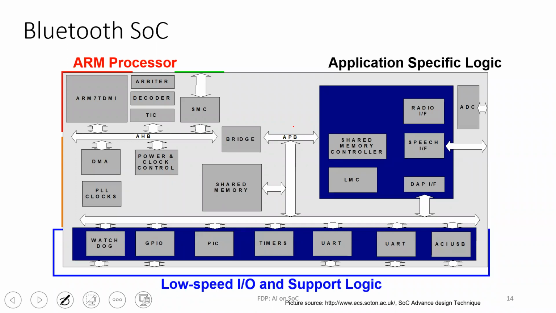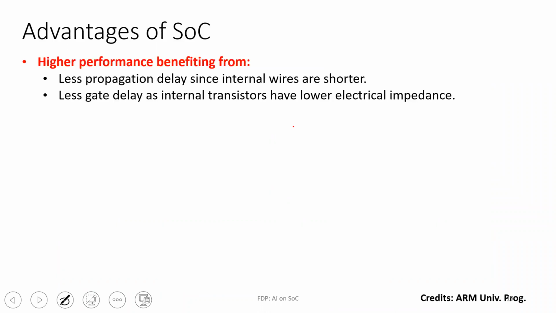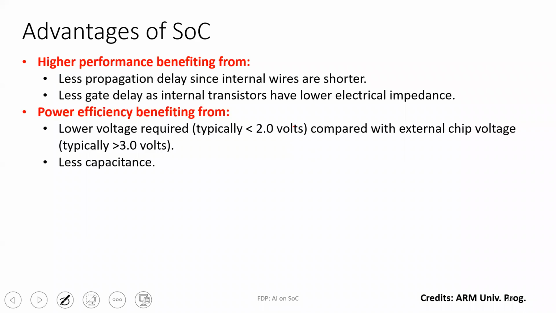So what are the advantages when you go from the system on board to the system on chip? Your design becomes small. You get higher performance, benefiting from less propagation delay. In the case of the system on board, you will have multiple chips which are connected to each other via an external interface. So you can see that the propagation delay is much higher in the system on board compared to the system on chip. So your performance will be better. Also, the gate delay will be lower because your distance and your circuit is smaller.